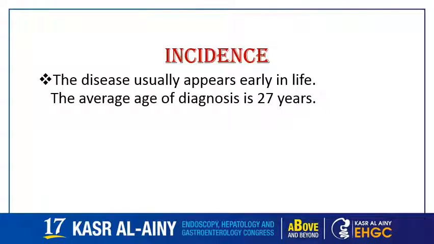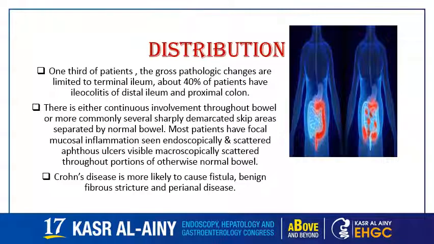Incidence of the disease: it usually appears early in life. The average age of diagnosis is 27 years old. Distribution: one-third of the patients show a gross pathologic change limited to the terminal ileum. About 40% have ileocolitis, involvement of the distal ileum and proximal colon.